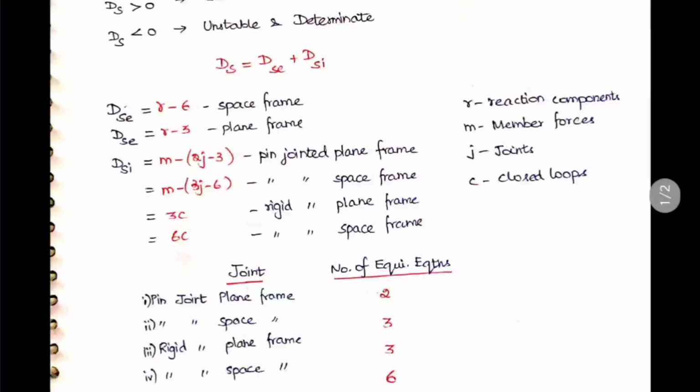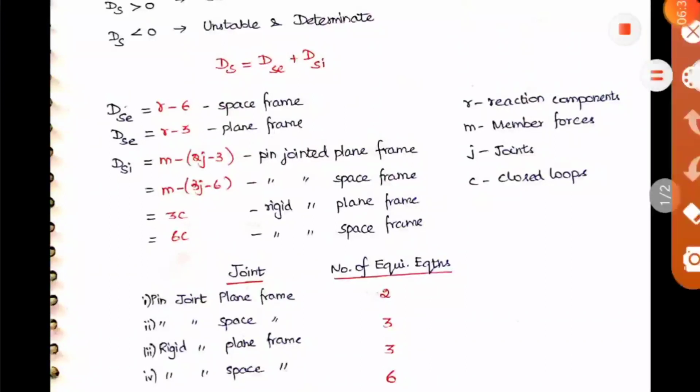The D is for pin jointed plane frame. Pin jointed plane frame means this formula plus this formula. Okay, you just add both, the 3 and 3 will get cancelled, so you will get m plus r minus 2j. So this is your simplified formula for pin jointed plane frame. The same case for space frame is m plus r minus 3j. So you have to add this formula and this formula. The simple thing only they have done here.